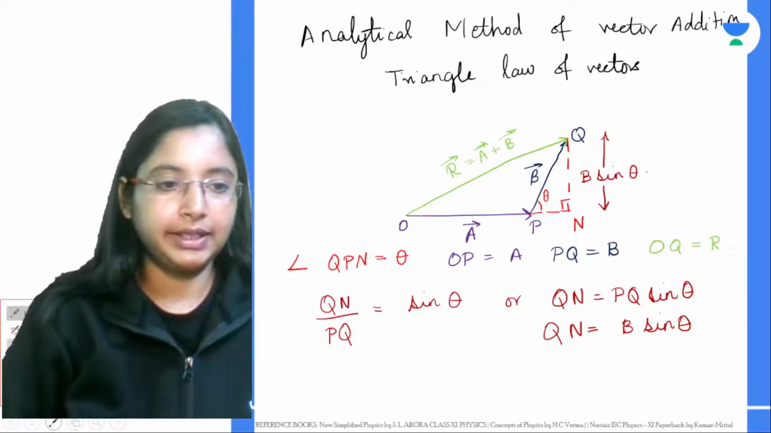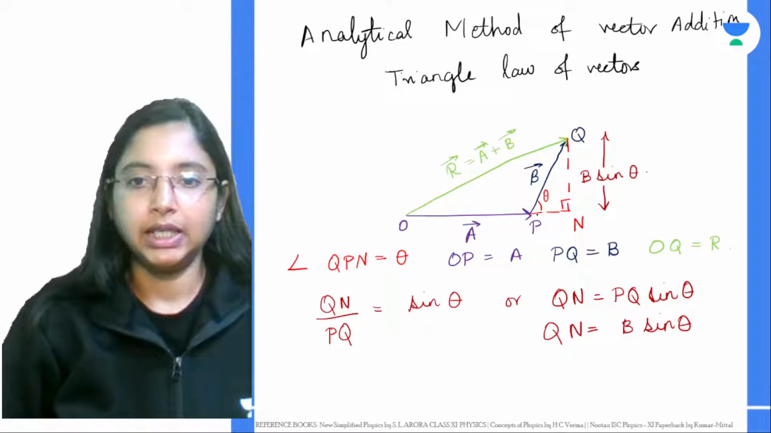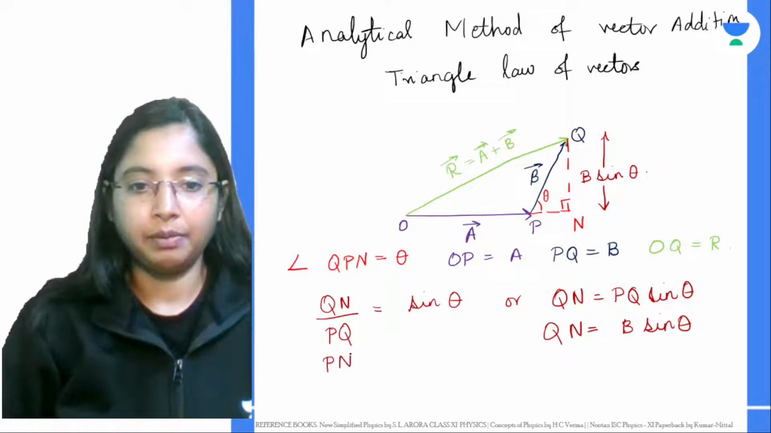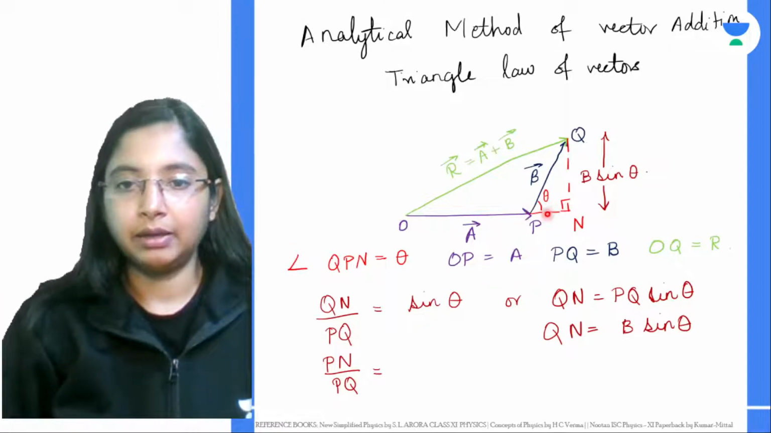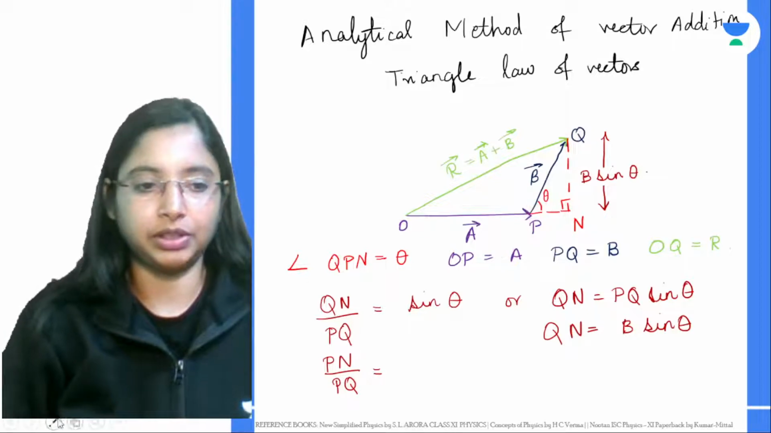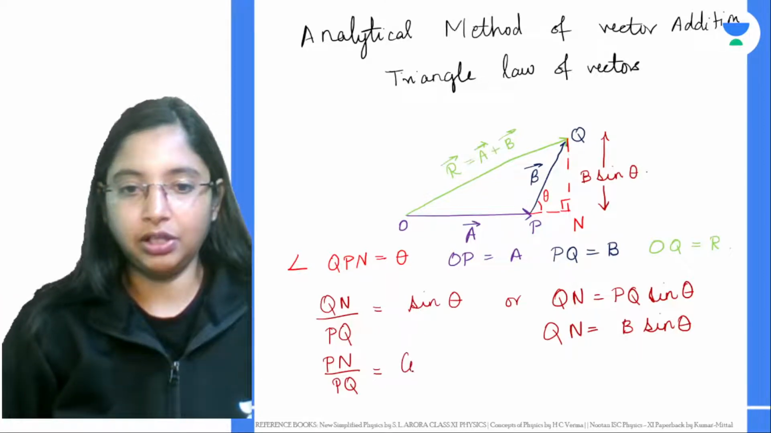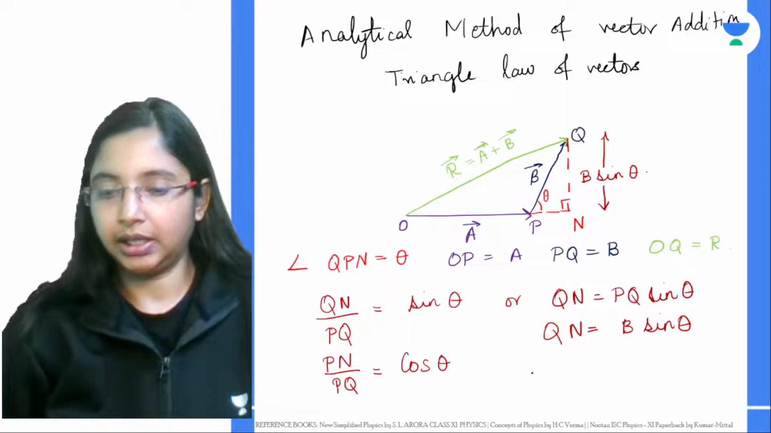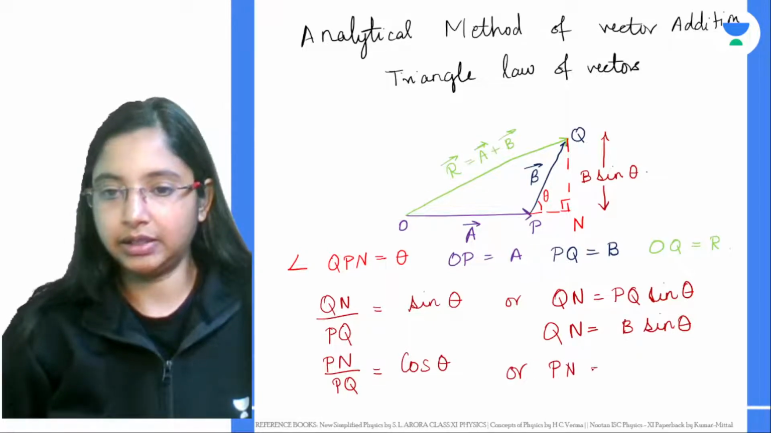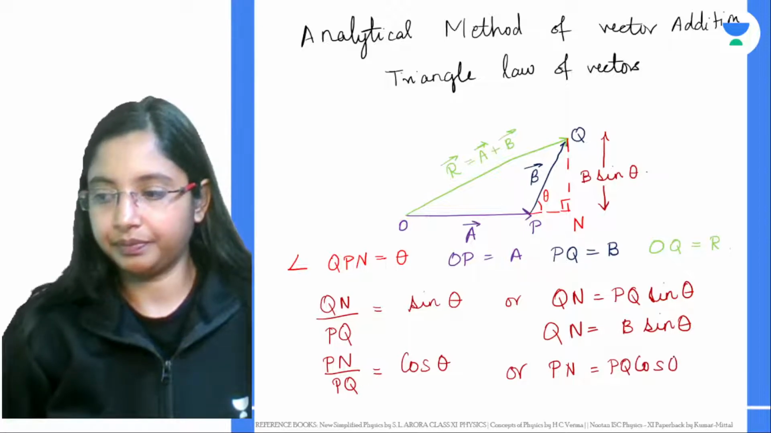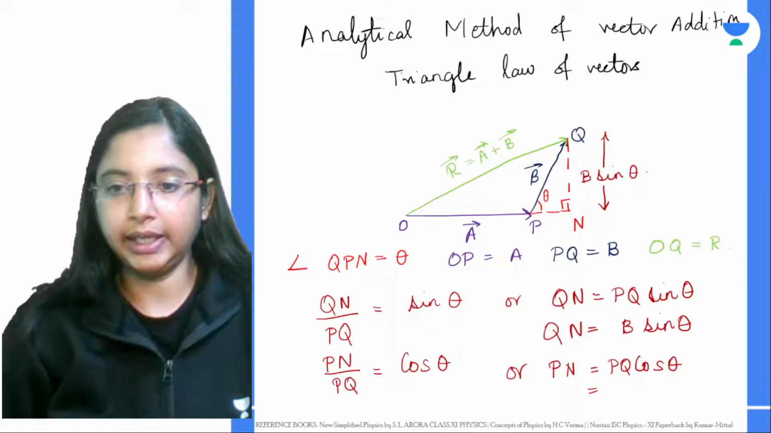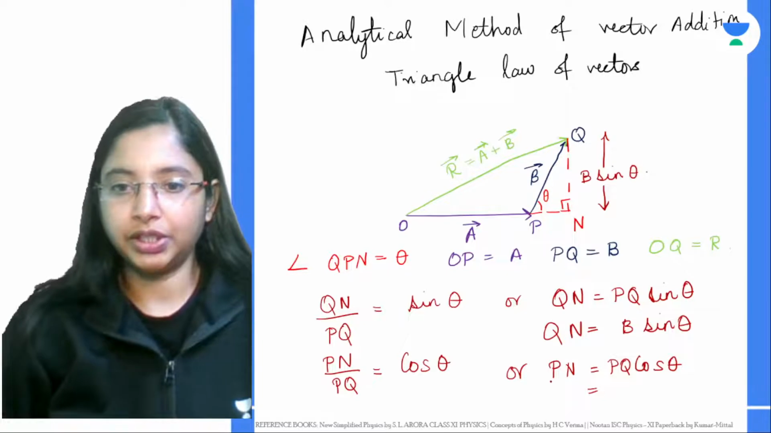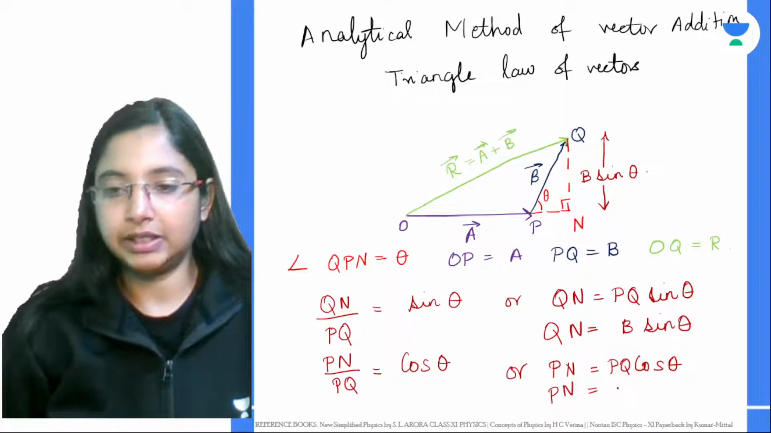Now similarly, let's consider one more angle. We took QN by PQ; this time let's try PN by PQ. This is base by hypotenuse, and base by hypotenuse is cos theta. So PN is equal to PQ cos theta. This side has a length of B, and you get B cos theta.